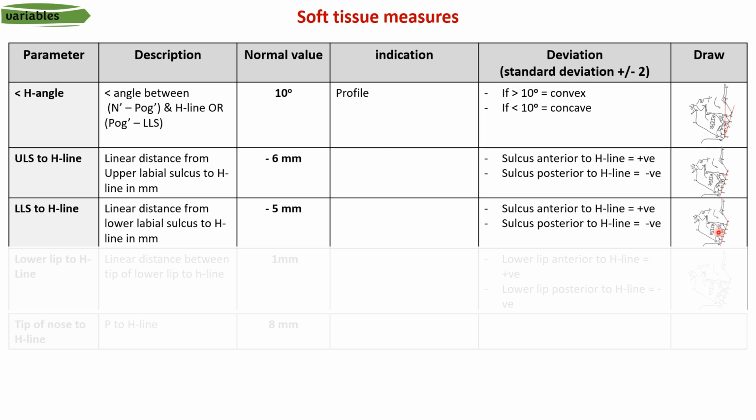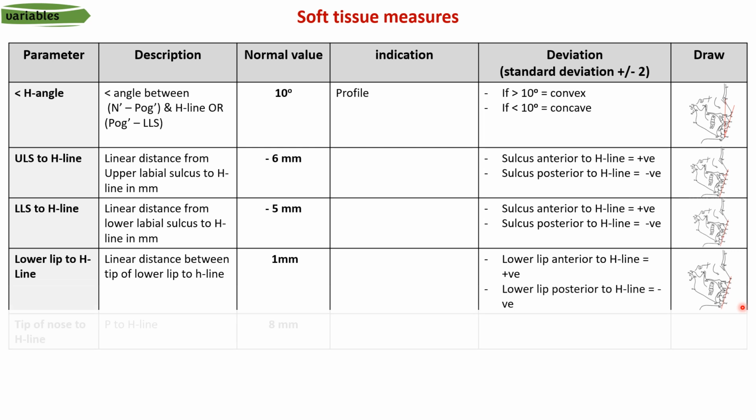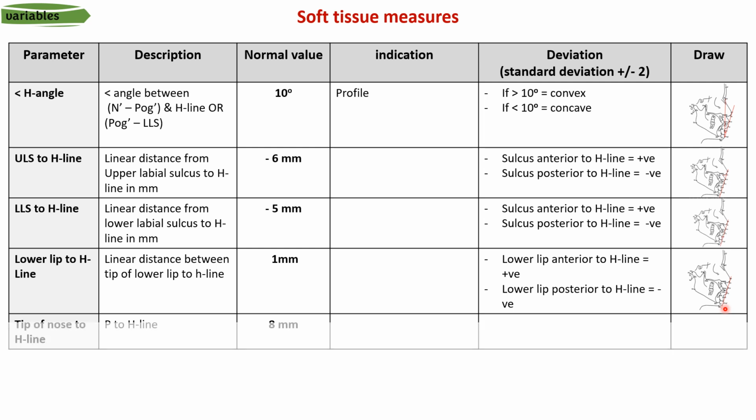The lower lip to the H line, normal value is 1 millimeter, and it should be positive. So normally the lower lip extends about 1 to 2 millimeters in front of the H line. The tip of the nose to the H line, normally it is about 8 millimeters.